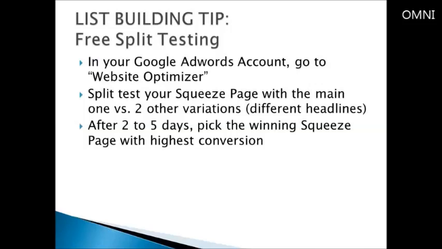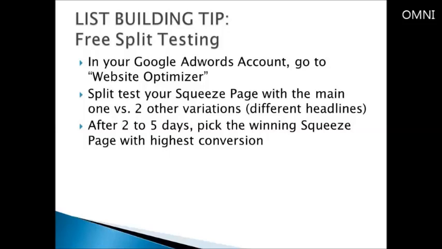List building tip: free split testing. In your Google AdWords account, go to Website Optimizer. Split test your squeeze page with the main one versus 2 other variations, different headlines. After 2 to 5 days, pick the winning squeeze page with highest conversion. You can split test offers with Google AdWords, and believe it or not, you can actually do it for free.